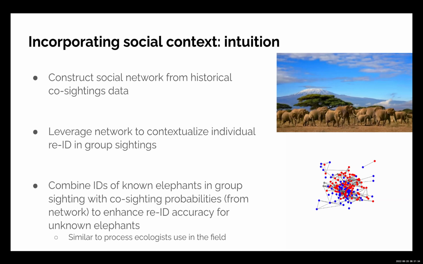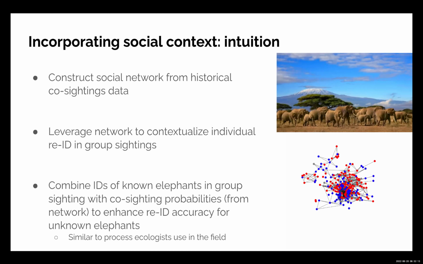So what we started trying to do is now that we deployed this originally January 2021, we have a year and a half of social network information. Now what we're trying to do is construct a social network from these historical resightings and then figure out if we can leverage that network to contextualize individual re-ID in sightings of groups of elephants, and figure out if we can combine IDs of known elephants in the group with co-sighting probabilities from our network to enhance that re-identification accuracy for unknown elephants. So yeah, again, it's similar to the process ecologists use in the field.